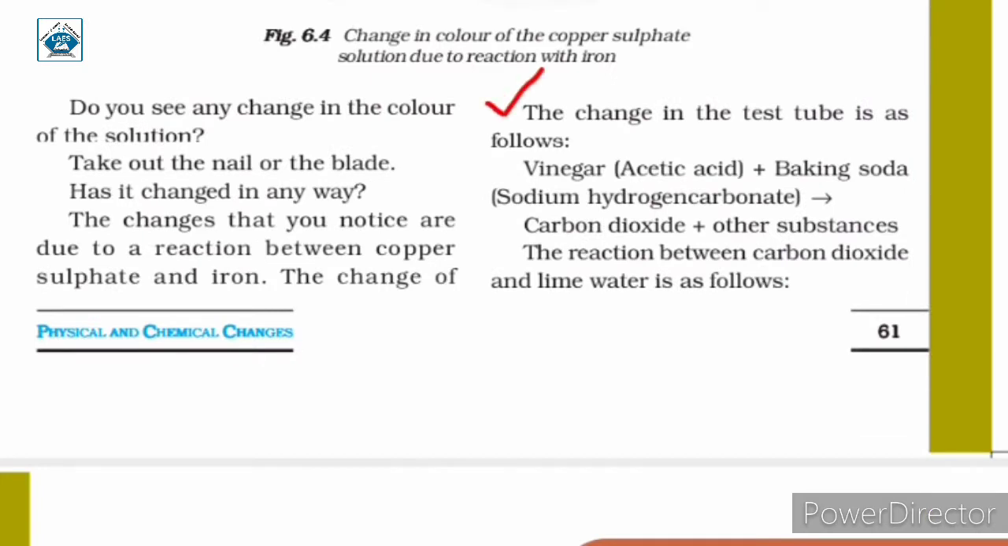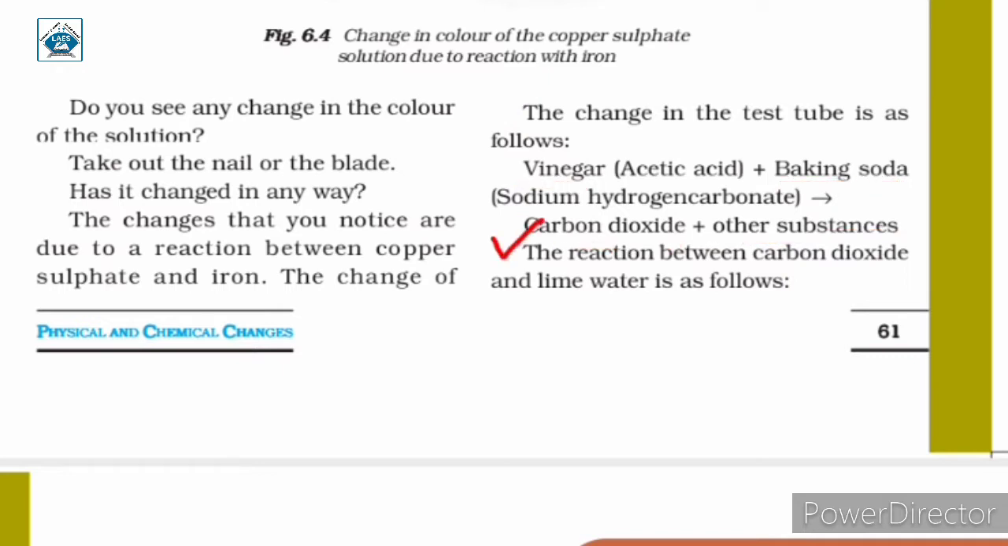The change in the test tube is as follows. Vinegar, acetic acid, plus baking soda, that is sodium hydrogen carbonate, becomes carbon dioxide plus other substances. So when we add vinegar, which acid is there in vinegar? Acetic acid. With baking soda, we get carbon dioxide and other substances, that is, the gas bubbles released in this reaction are of carbon dioxide gas.